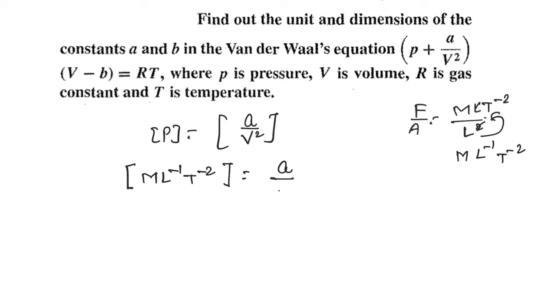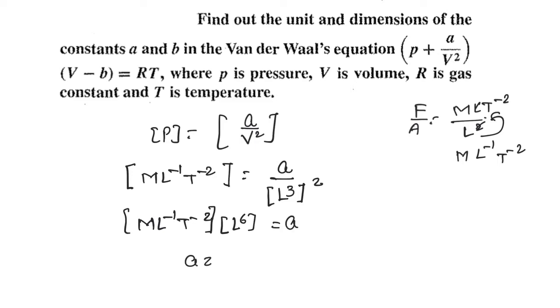What is volume, class? L cube. Volume square we all know, so this is L6. So A equals ML minus 1, T minus 2 into L6. That is A. So A will be, class, what is L minus 1 into L6? That is our answer.